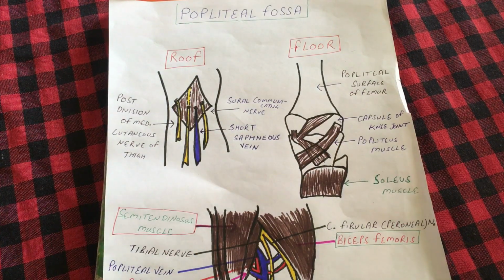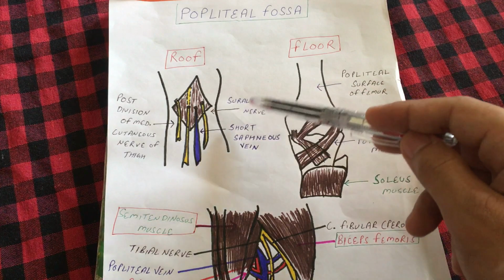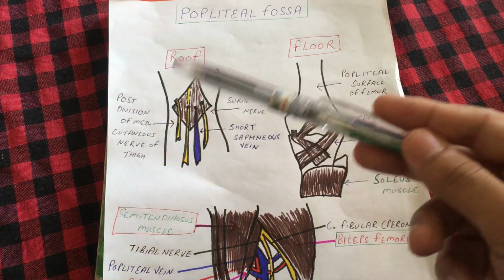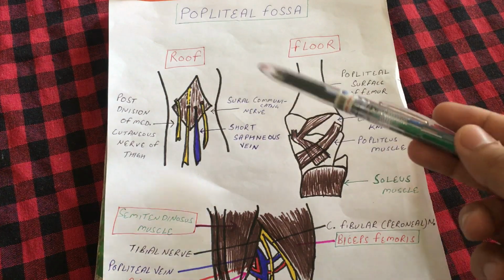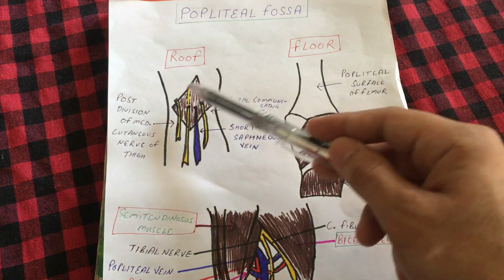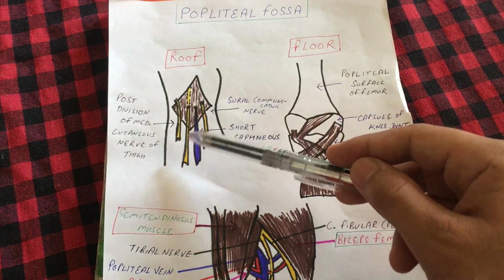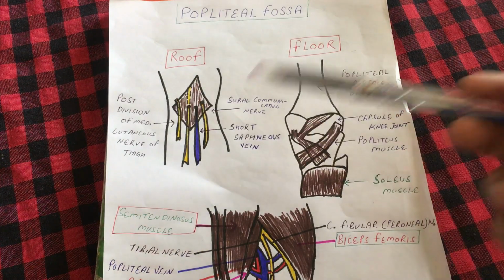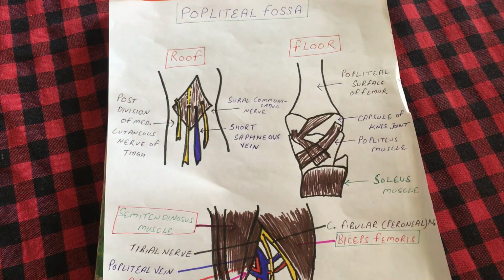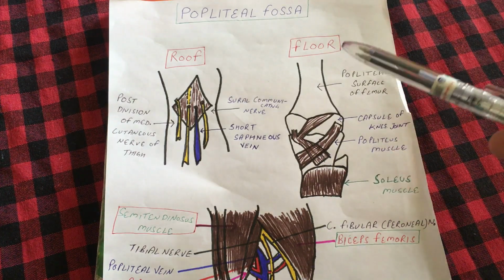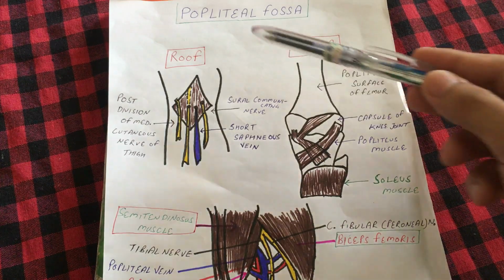Then coming to the shape, it is diamond shaped or rhomboid shaped, and it is a fat filled space. Clear? Now coming to the location, I have told you it is a hollow depression at the back of the knee joint and becomes prominent when the knee is fully extended. Clear? Then the importance of the popliteal fossa is that it provides passage to the various vessels and nerves from the thigh to the leg.